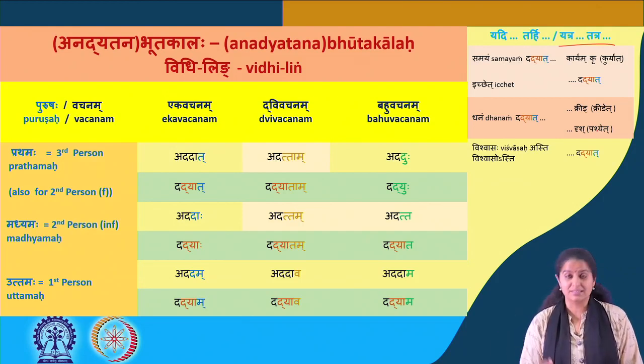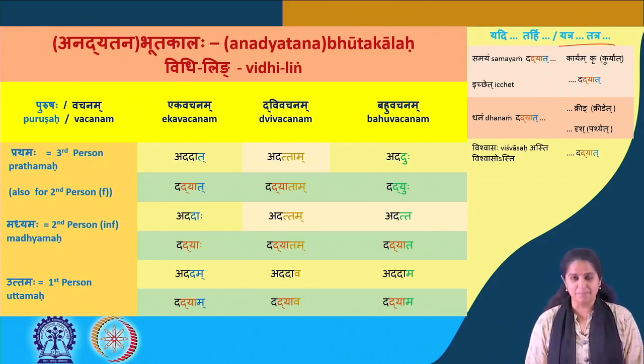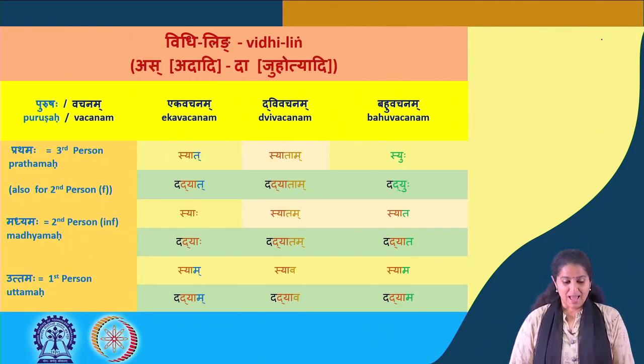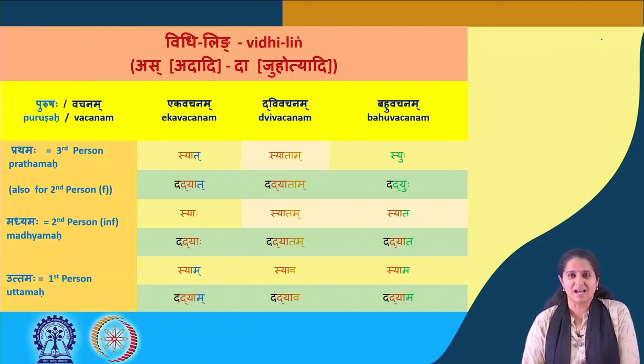Yatra vishwasaha asti, tatra dhanam dadyat. Especially in today's world where there is so much demand from so many quarters for support of different kinds, you have to choose where you're going to give that support. And vishwasaha asti can also be vishwasosti. Yatra vishwasosti, tatra dhanam or samayam dadyat. Uttamam.